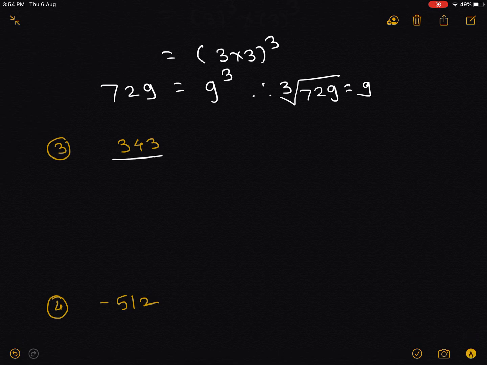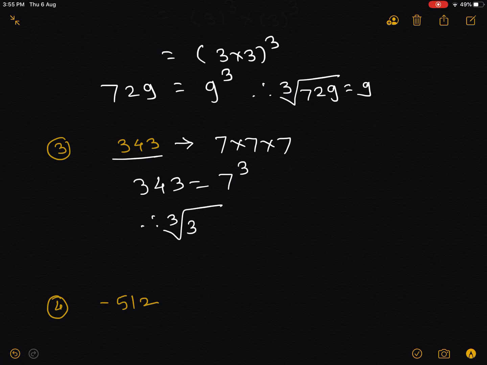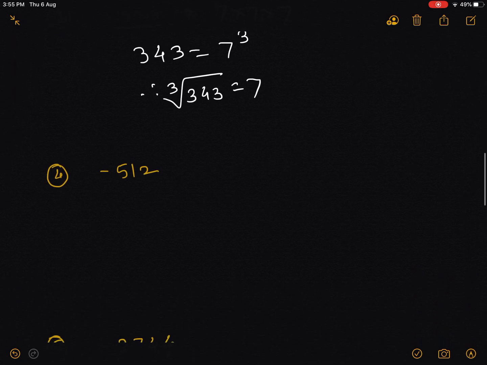See the next number, 343. Factorize this number. Factors are 7 into 7 into 7. That means 7 cube is 343. Therefore cube root of 343 is equal to 7.